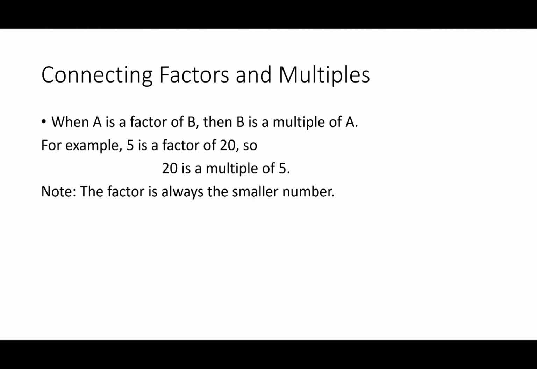So how do we connect factors and multiples together? If we have two numbers, when a number A is a factor of a number B, then B is a multiple of A. So A will always be the smaller number among the two numbers. For example, 5 is a factor of 20, and so therefore 20 is a multiple of 5. This is the relationship between factors and multiples.